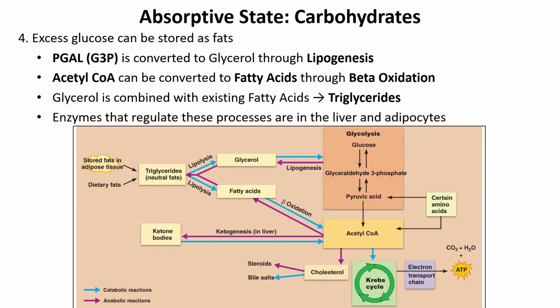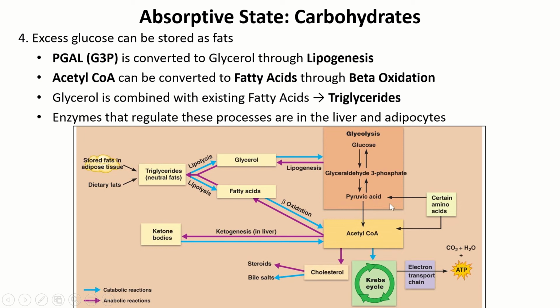So now we take a look at what's happening with carbohydrates during this step, or continue to talk about carbohydrates during this absorptive state. So any excess glucose that's circulating does not just have to be stored as glycogen. Some can be stored as fats. And so while this chart here looks pretty scary, you'll notice a lot of it's very familiar.